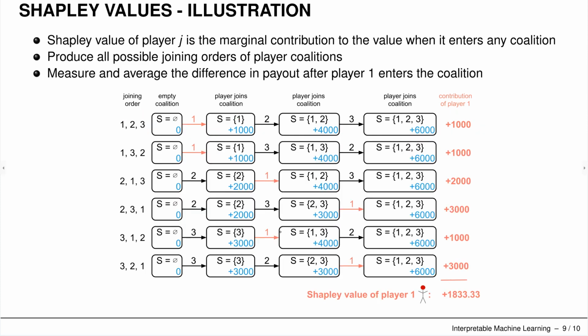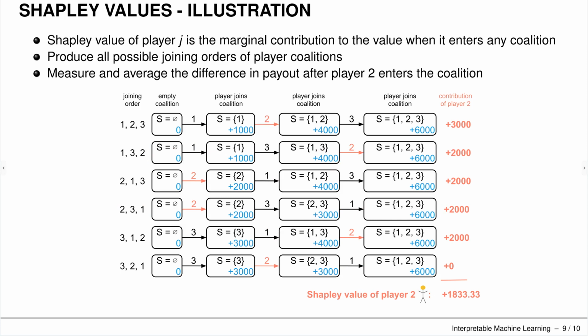So for the second ordering, we again start with the empty set. Then we add player 1, gives us 1,000. Then we add player 3, that gives us an additional 3,000. But player 1 went in here at the beginning, so the difference is 1,000. But for example, down here, where we have 2, 3, 1, player 1 just entered here at the end, and now the difference here was 3,000. And we just average those values and calculate a Shapley value of about 1,800.